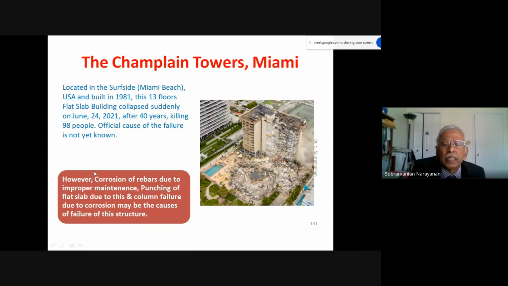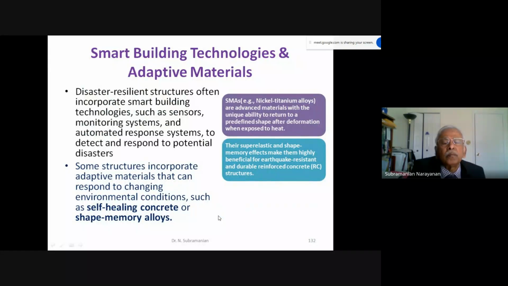Official cause of the failure is not yet known. I think it has come, but I don't have the document. However, corrosion of rebar due to improper maintenance, punching of the flat slab due to this, and column failure due to corrosion may be the causes of the failure of the structure. This is the final slide of my presentation.